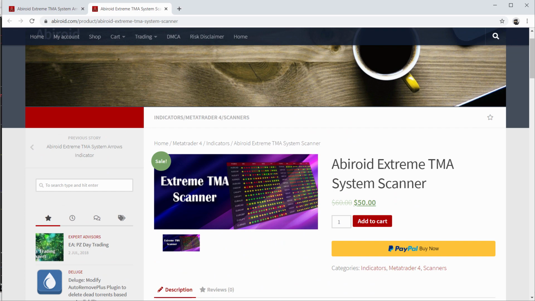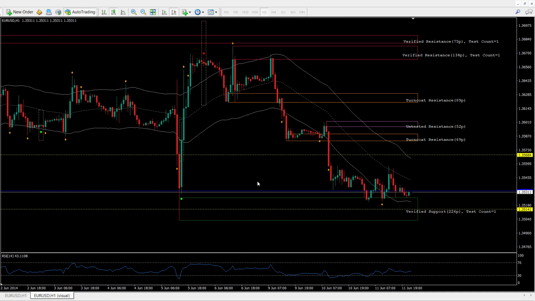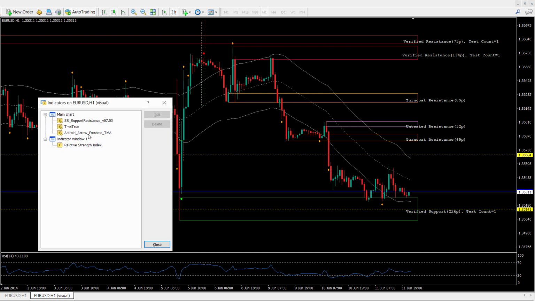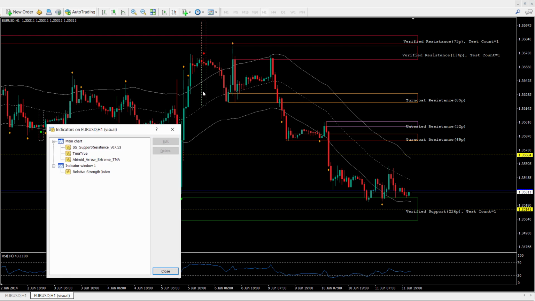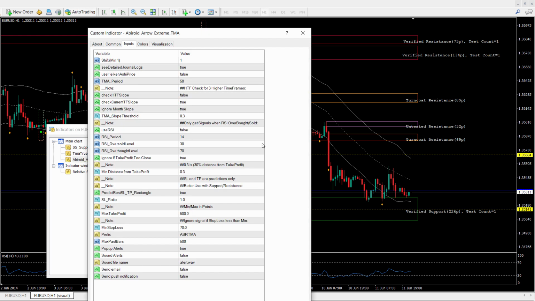So yeah, going back to Metatrader. Okay, let me just quickly go over the indicator properties. Right here we have the upper, lower and middle bands. This one is created using the TMA true indicator, and these support and resistance lines are created by this indicator, and this one is the indicator which I'm talking about, and this is the one which gives you all of these buy and sell arrows. And finally we have this RSI indicator. So let me go into the properties for this one.